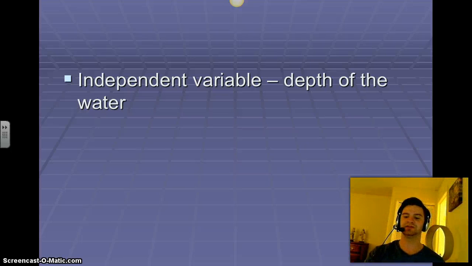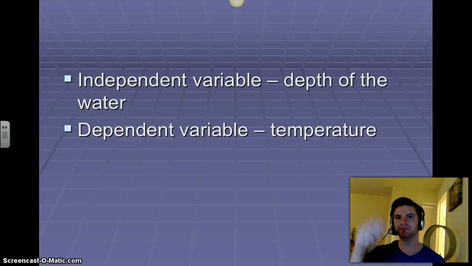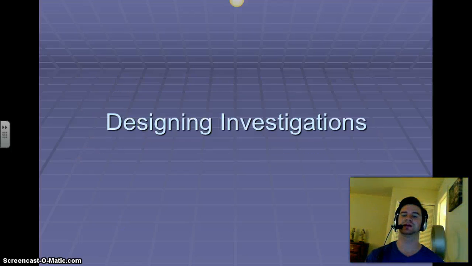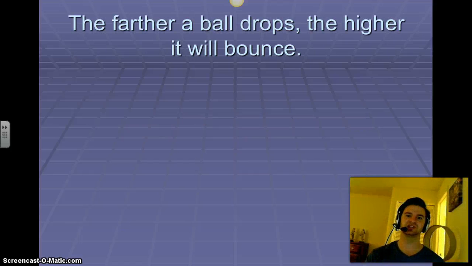So what is my dependent variable? The temperature. It's what I'm measuring as I go down. And the control is probably, we want to use the same thermometer, and we also want to make sure we're in the same body of water. All right. Okay. You can design your own investigation.